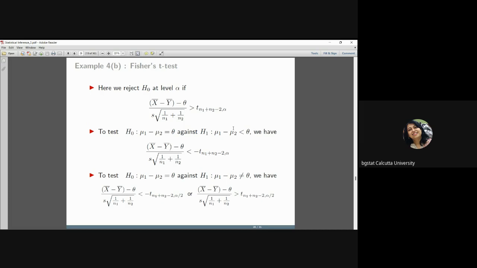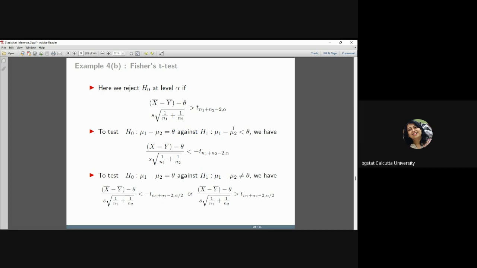If you have a two-sided alternative which just says that x and y don't have the same mean, then we reject in both the tails. But in this case, to keep the overall level of significance at alpha, we have to use a probability of alpha by 2 in each of these tails, so that the total probability remains alpha by 2 plus alpha by 2 equal to alpha.